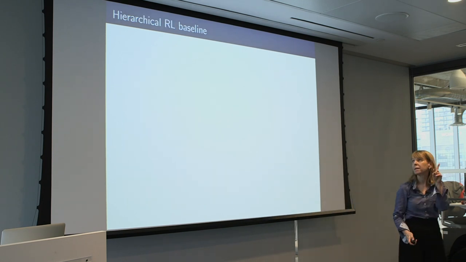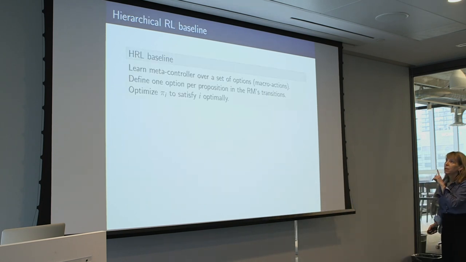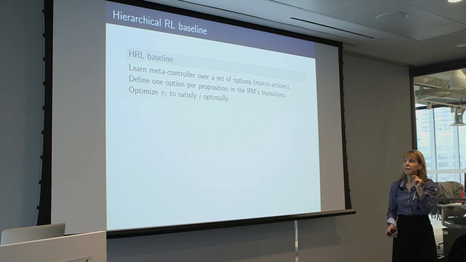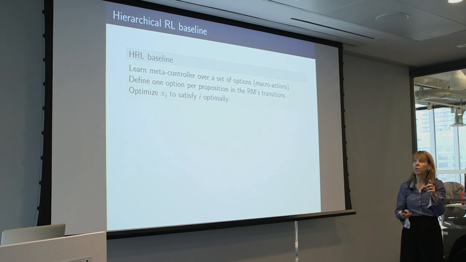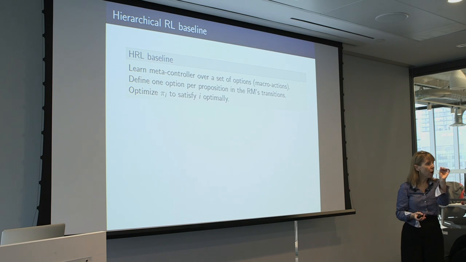That's baseline one. Baseline two is a hierarchical reinforcement learning baseline. So the idea is that you're going to have a set of options, and you're going to learn a meta-controller over those sets of macro actions, and you're going to define one option per proposition in the reward machine, and then you're going to optimize the policies for each one of those propositions.